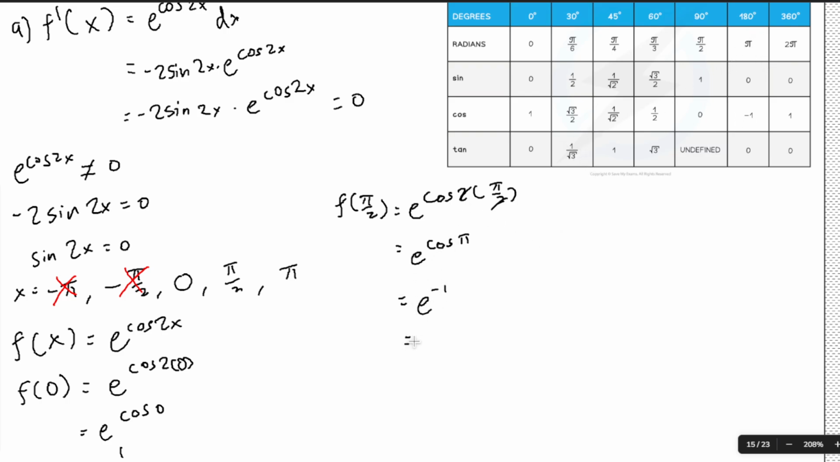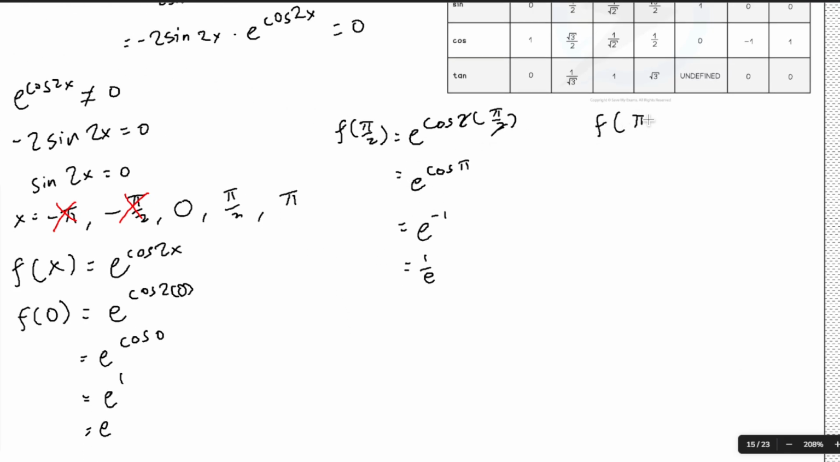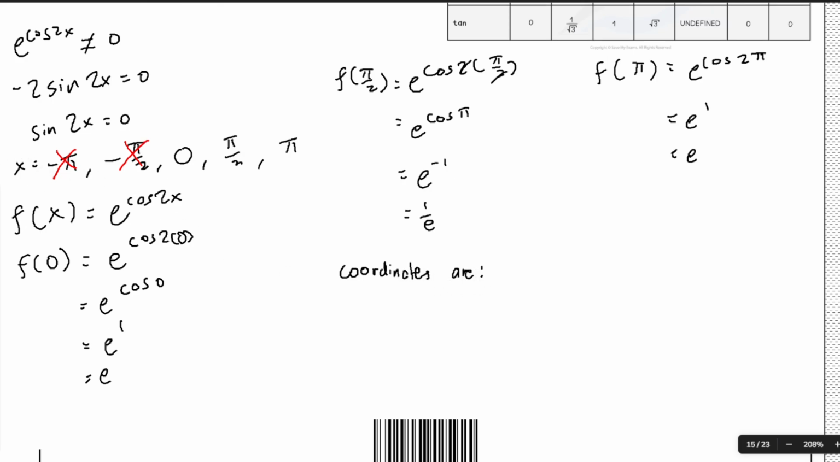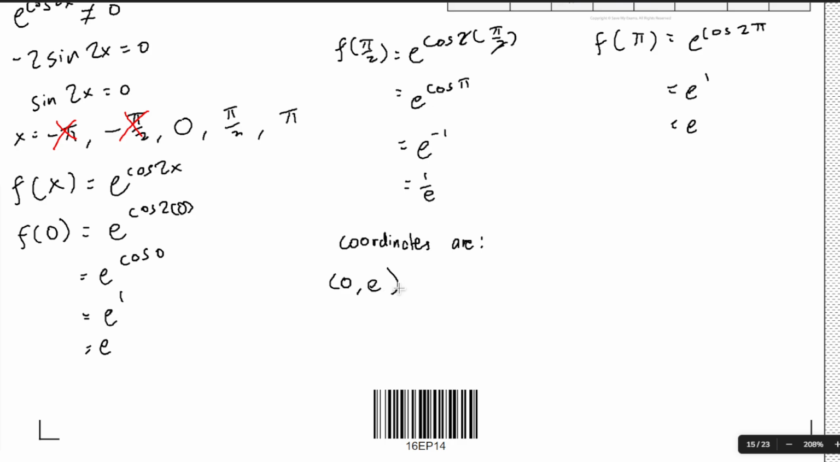e power minus 1, which is the same as 1 over e, according to the law of exponents. So e power minus 1 is 1 over e. Then our f of pi would be e power cos 2 pi, which is e power 1, same as e. So that means our coordinates are 0, e; pi over 2, 1 over e; and pi, e.